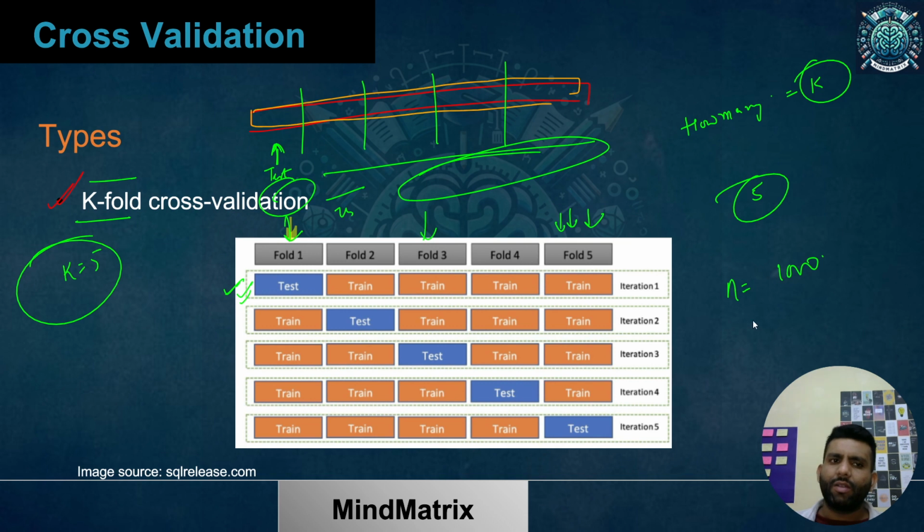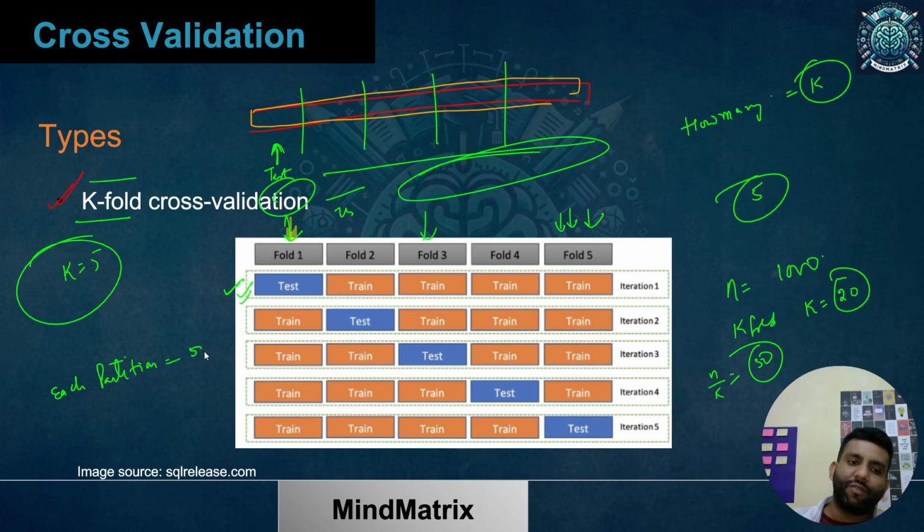Okay, and k-fold cross validation you want to try. Let's suppose k is equal to 20. If you just divide n by k, what do you get? It's 50. That means each partition will have how many data points? Each partition will have 50 data points, because you have created 20 partitions, and within each partition you will have 50 data points. I hope the idea is clear.